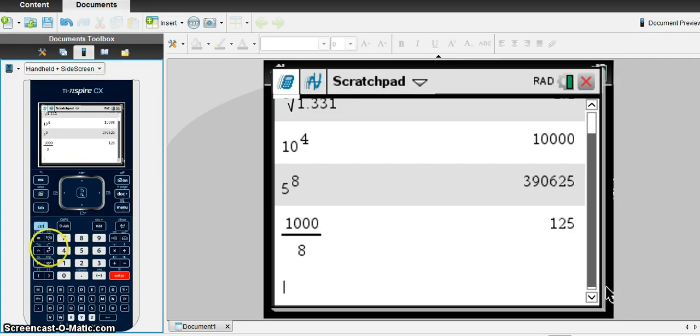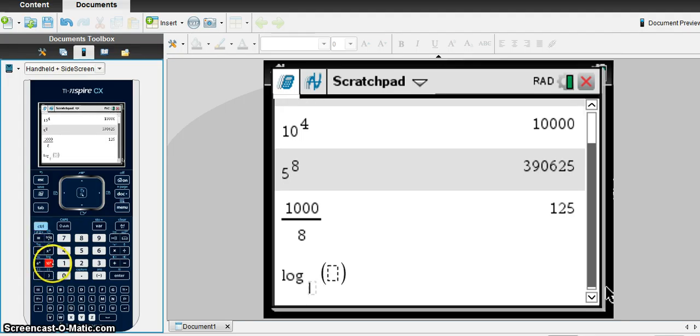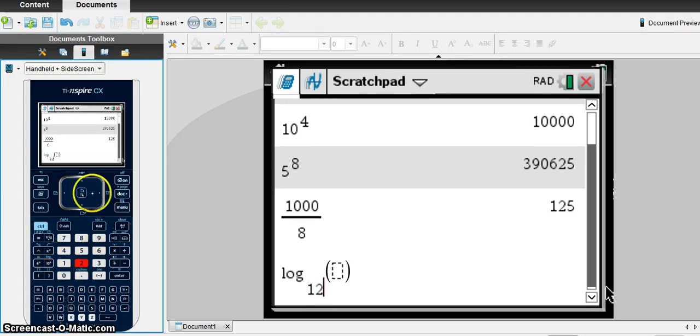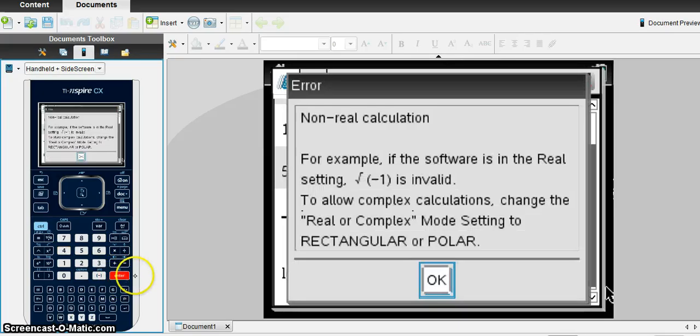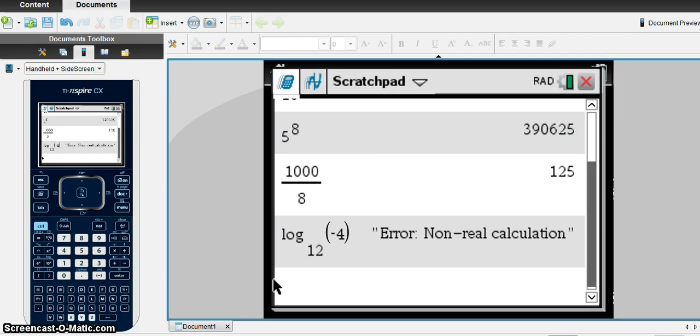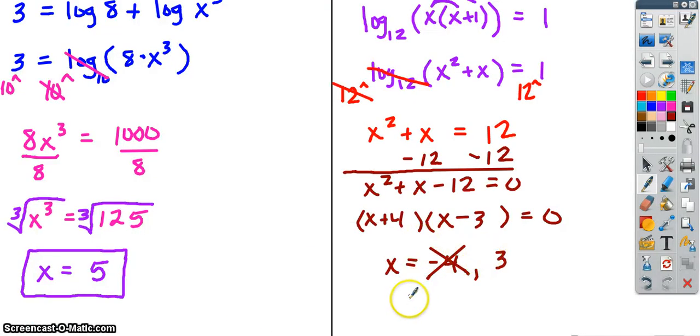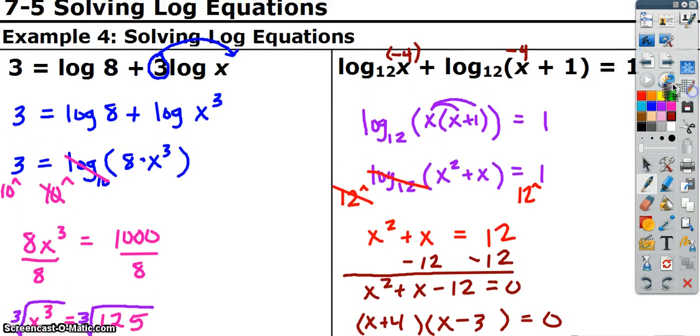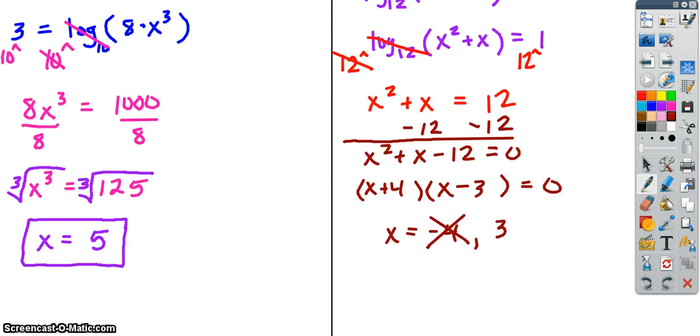You can try it in your calculator even. If we do second, control, log base 12 of negative 4, see, error. It's a non-real number, and we're not going to deal with any imaginary numbers with logs in this class. So you just throw negative 4 out. 3 works just fine. Log base 12 of 3 is good. Log base 12 of 4, good. So x equals 3 only is our answer on this problem.